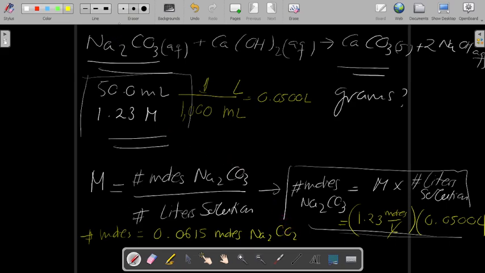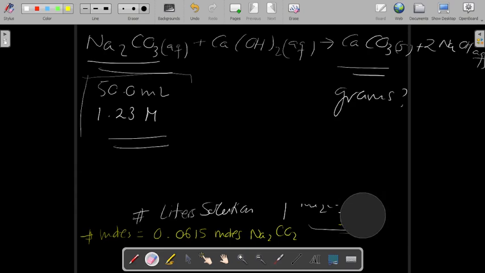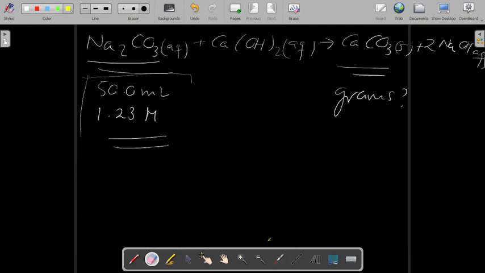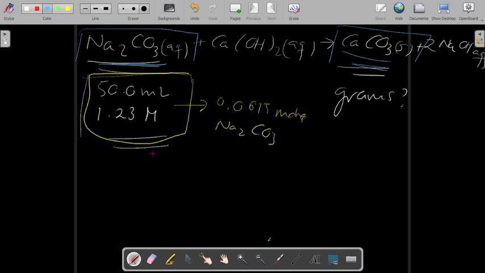I have translated this. Let me erase part of this so I have room to keep thinking. Okay. I have translated this information they gave me, all of these, allowing me to calculate the number of moles, 0.0615 moles of that sodium carbonate. Now that I have the amount of moles coming in, I can do stoichiometry. How are they related? 1 to 1. 1 can produce 1. So I can do stoichiometry and say 1 to 1.